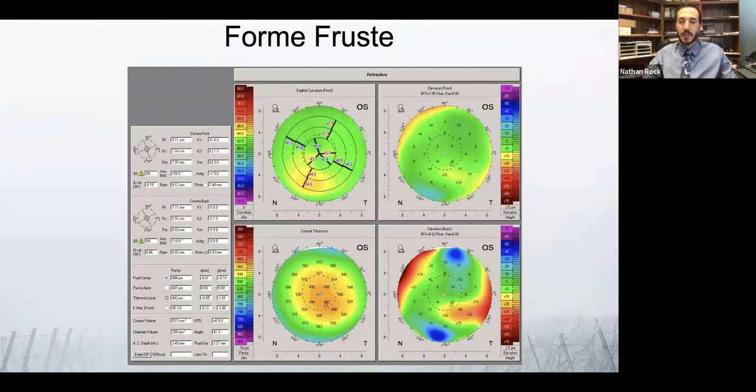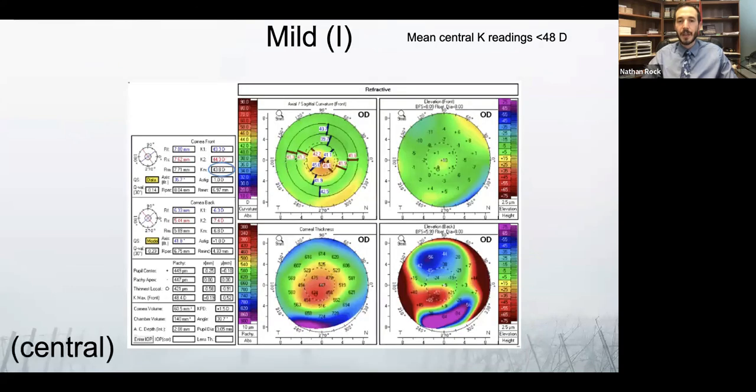So this would be totally excluded from any corneal refractive surgery, but not needing treatment yet with cross-linking unless there was documented progression.